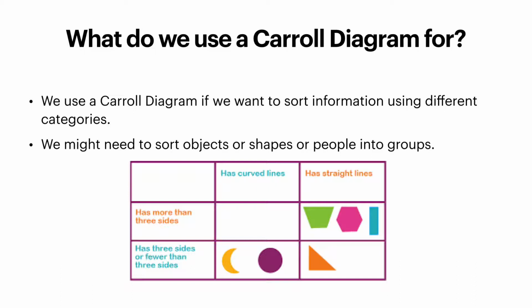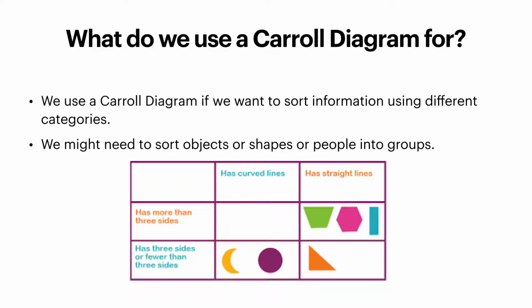We use a Carroll diagram if we want to sort information using different categories. For example, if we were sorting numbers, we might want to sort them into odd or even numbers, or if we were sorting shapes, we might want to sort them by the number of sides that they have.